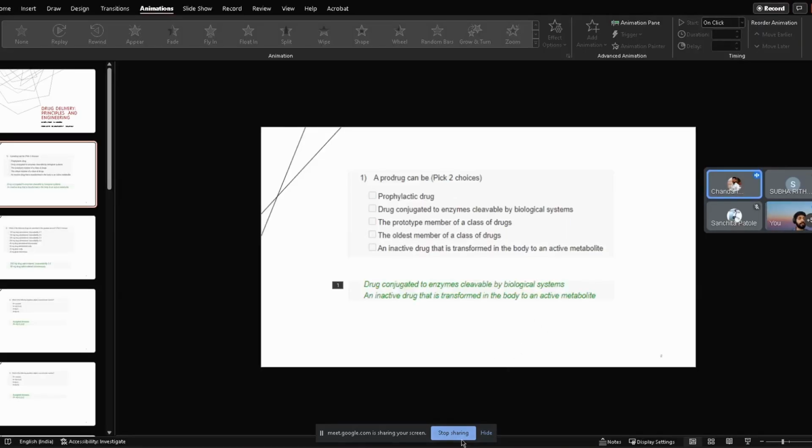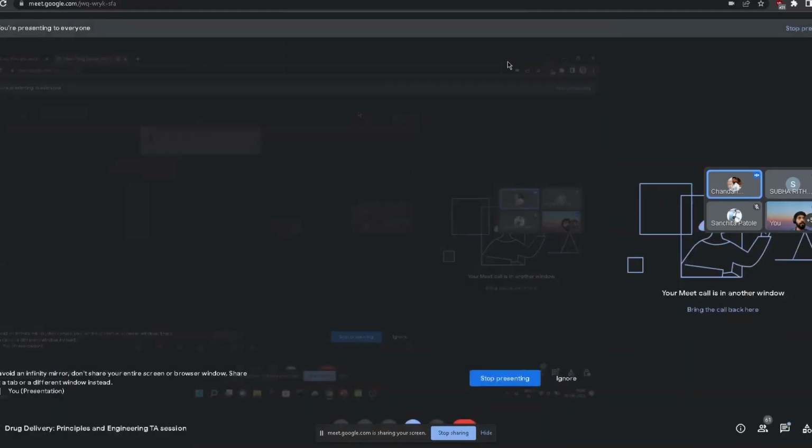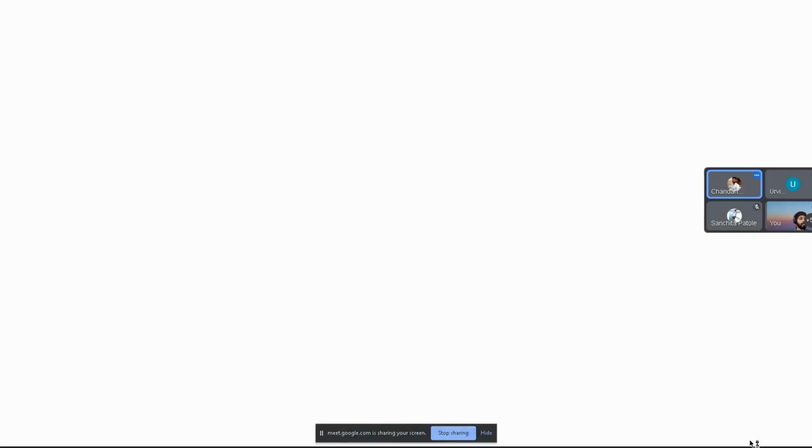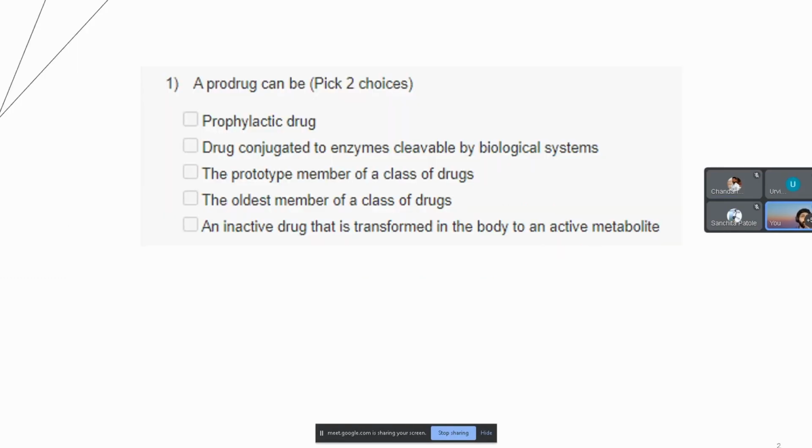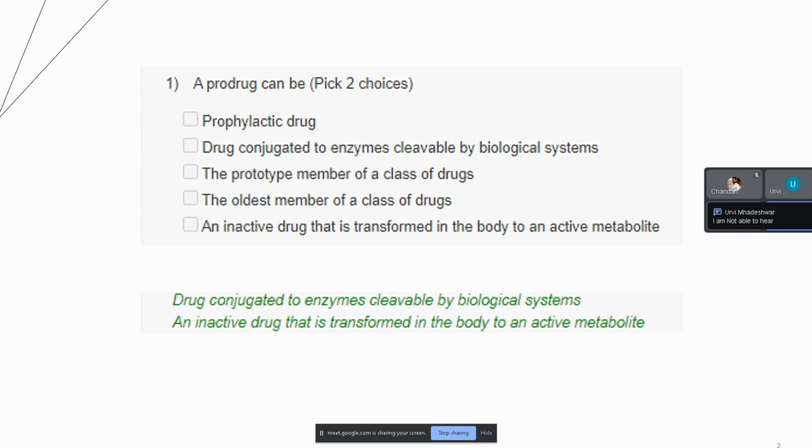Sir, drug conjugated to enzyme cleavable... I think second option, sir. Let's just see. Yes, you can probably see the answer, but that's okay. Drug conjugated to enzymes cleavable by biological systems. Yes, you are correct. So both of the answers are correct. A drug that is conjugated to enzymes that's cleavable by biological systems is also a prodrug. And obviously, an inactive drug that is transformed in the body to an active metabolite is the etymological definition of a prodrug. So both of you are correct.